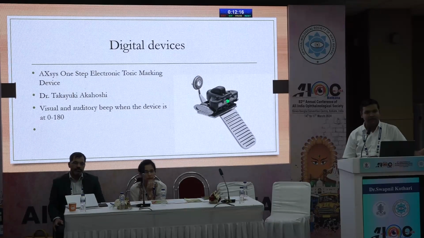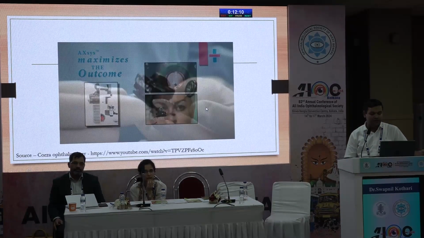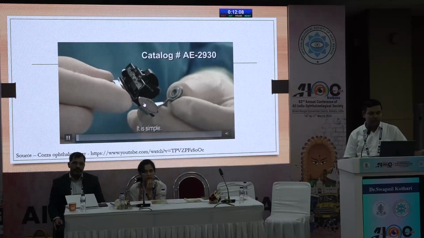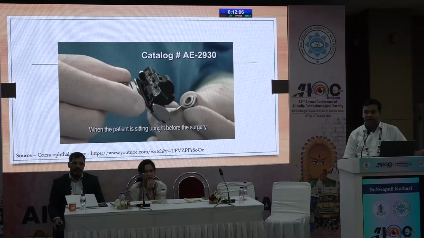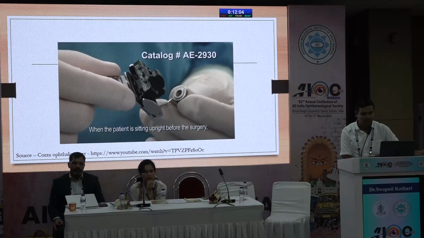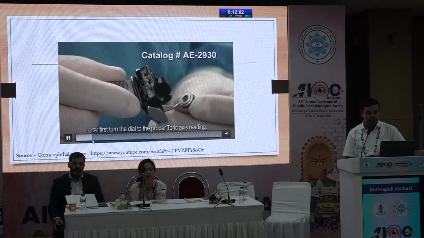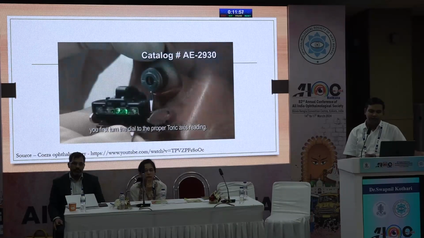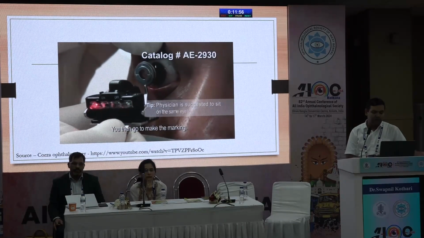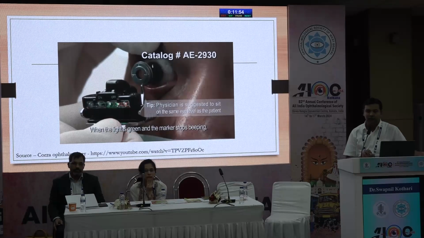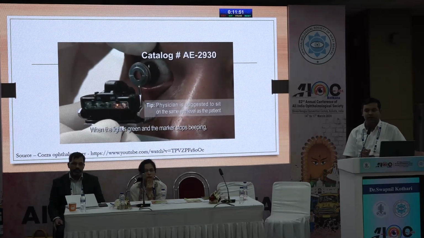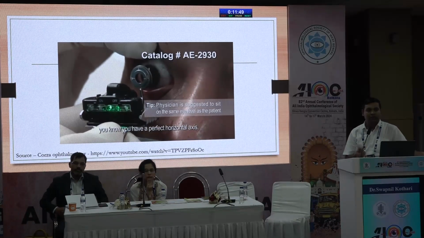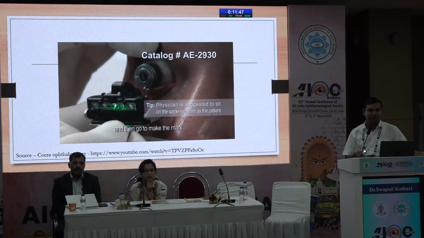Dr. Akahushi has developed his own Axis one-step electronic toric marking device. Basically, it gives you a visual clue. This is a simple device in which the patient is sitting upright before the surgery, and you turn the dial towards the proper marking that you want to make. Once that is done, the light in the center will turn green, orange or red, depending on how much your hand is tilted from 0, 180.